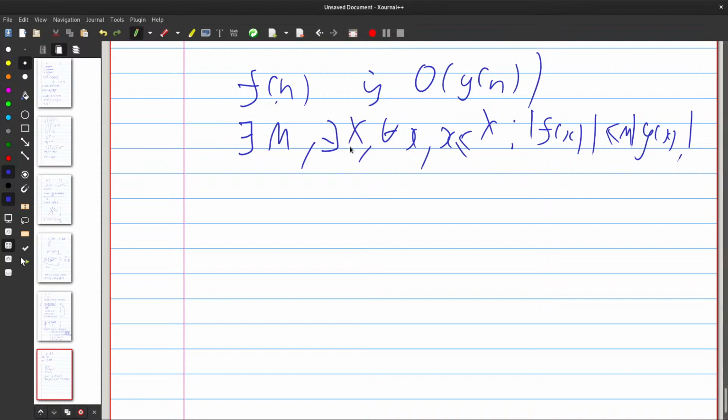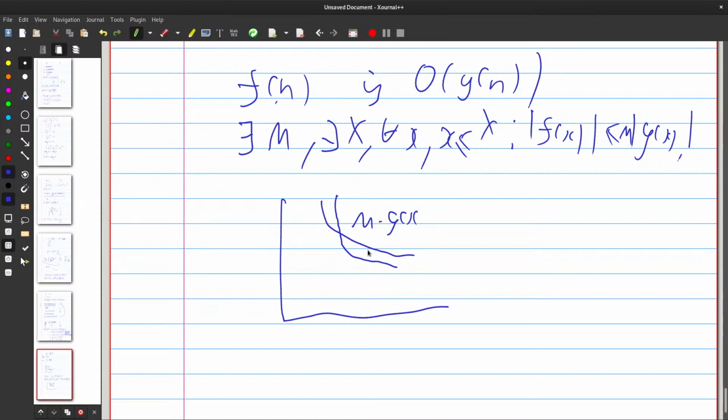After that point, all of the results of this function will be less than or equal to the same multiple of g of x. Not a different multiple each time, but the same multiple. So if I draw it as a curve, and this will be m times g of x.